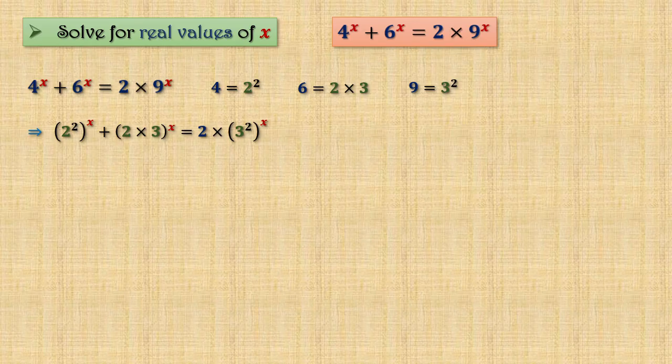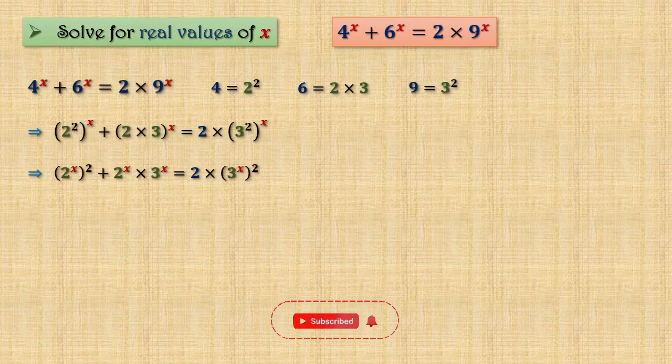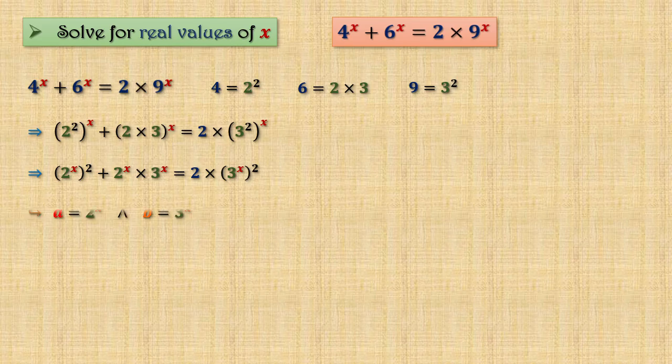Using exponent rules, this becomes 2 to the power of x all squared, plus 2 to the power of x times 3 to the power of x, equals 2 times 3 to the power of x, all squared. Now to solve, we introduce the substitutions. a equals 2 to the power of x, and b equals 3 to the power of x. This transforms the equation into a squared plus a times b equals 2 times b squared.